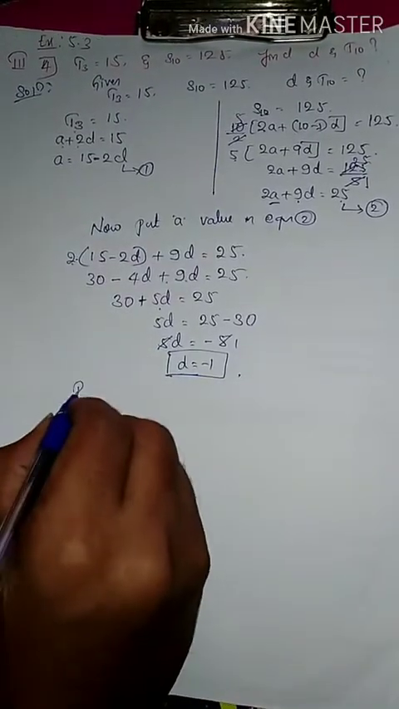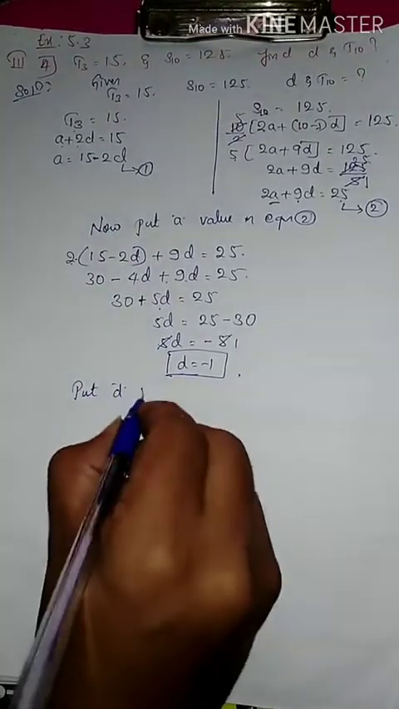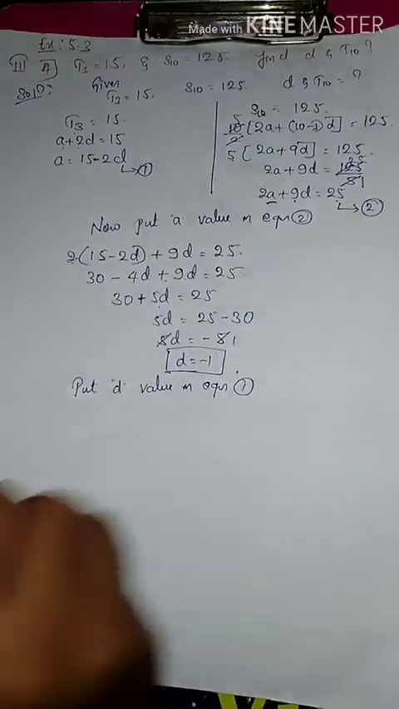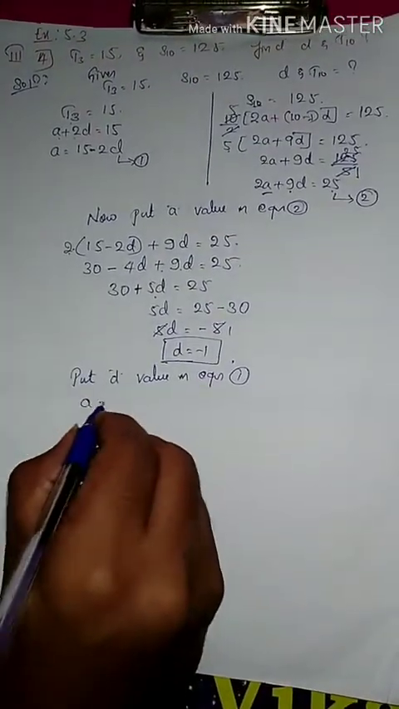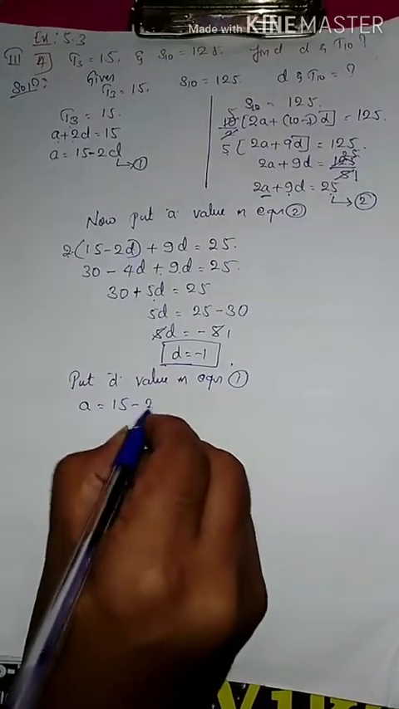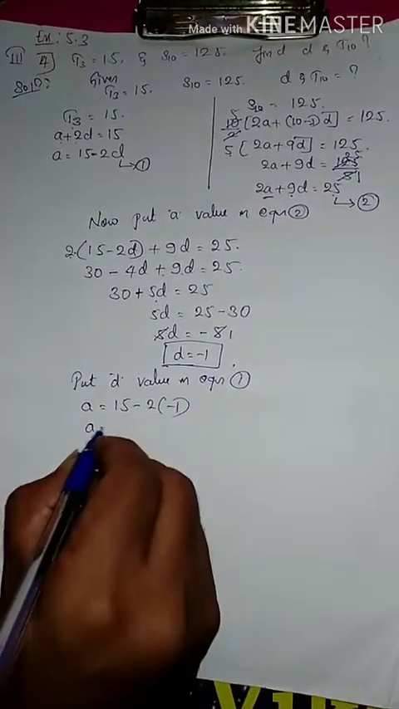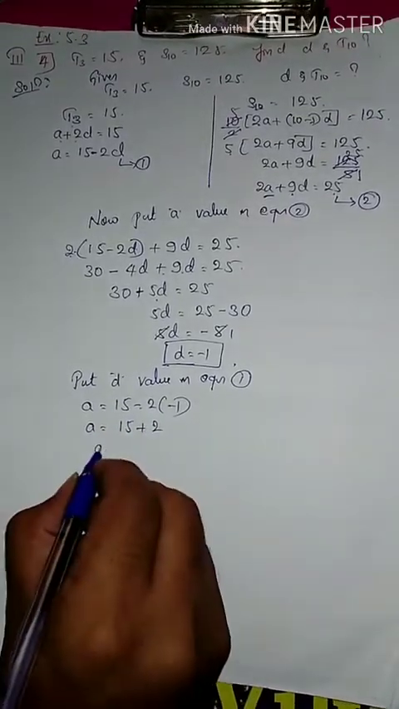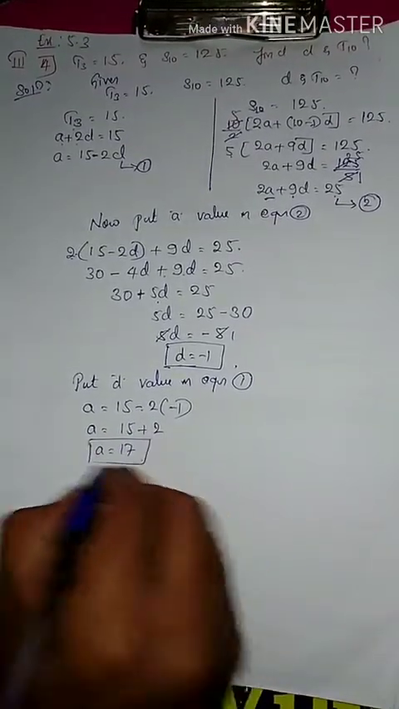Put d value in equation number 1. We will get the a value in equation 1. So a is equal to 15 minus 2 into d, which is minus 1. So a is equal to 15 minus into minus plus 2 ones are 2. So a is equal to 17.